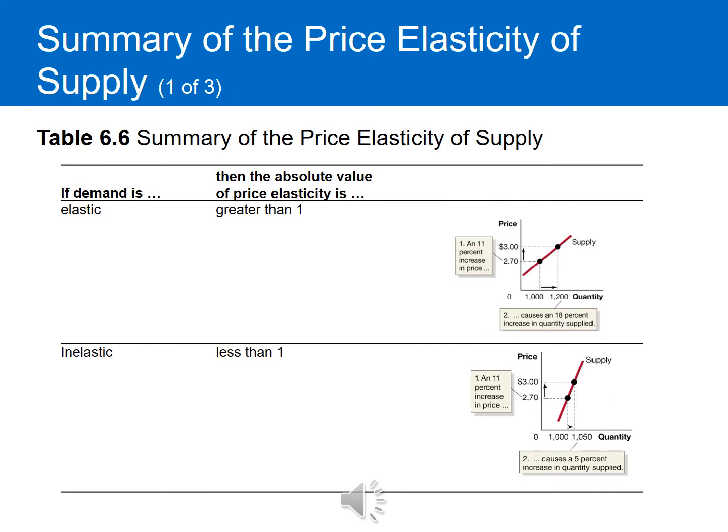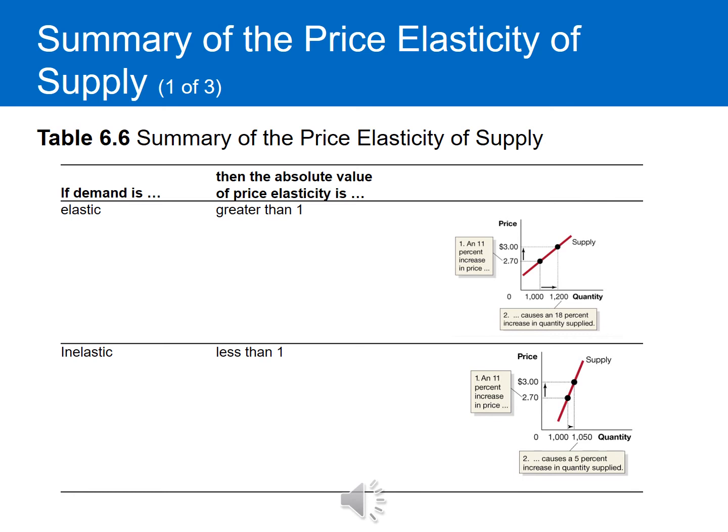This table gives a brief summary of the different levels of elasticity of supply. So the first is if the price elasticity of supply is considered elastic, or if it's greater than 1. In that case, an 11% increase in the price causes a greater than 11% increase in the quantity supplied. So if there's a change in price, the change in the quantity supplied is going to be greater than that change in price.